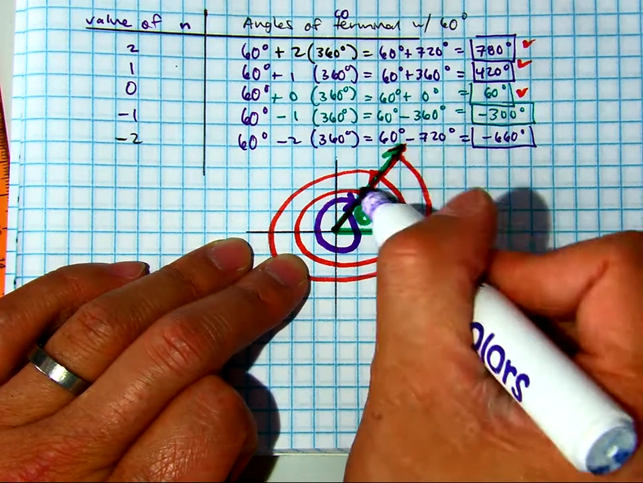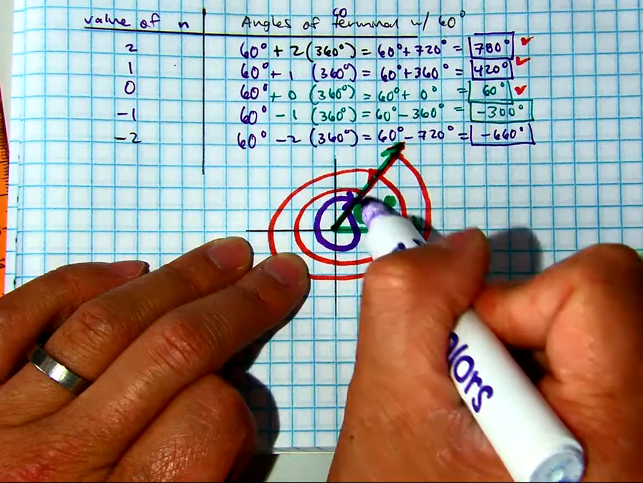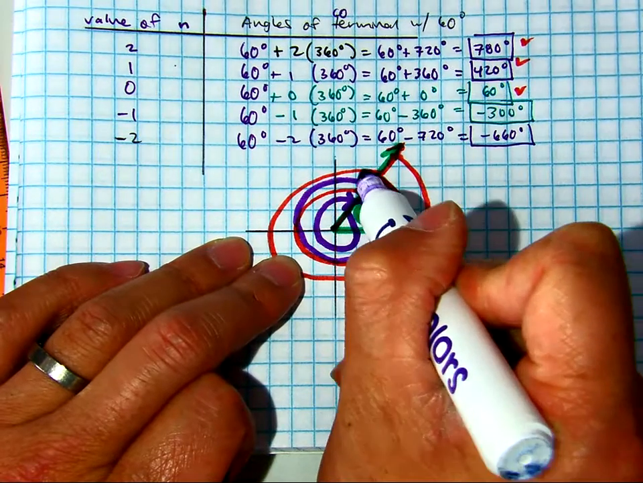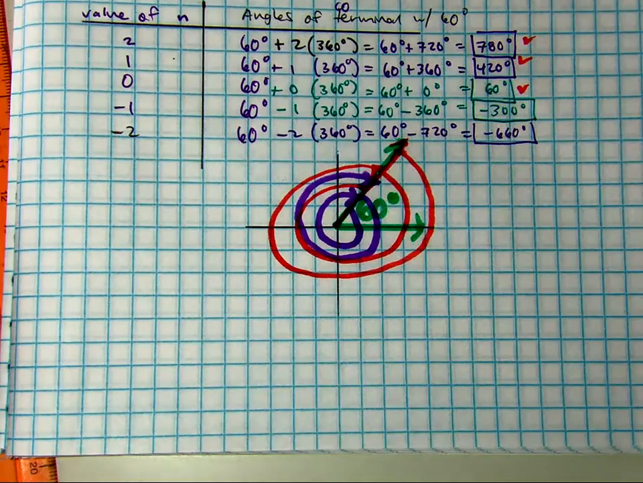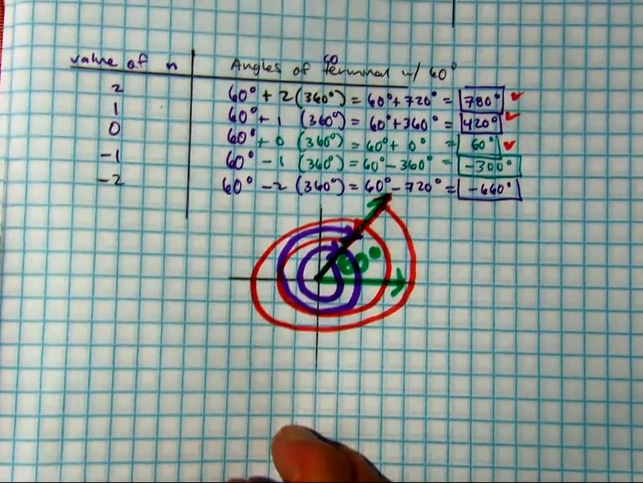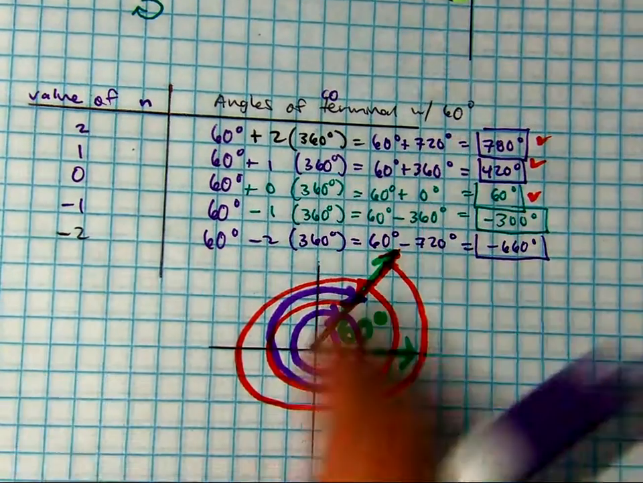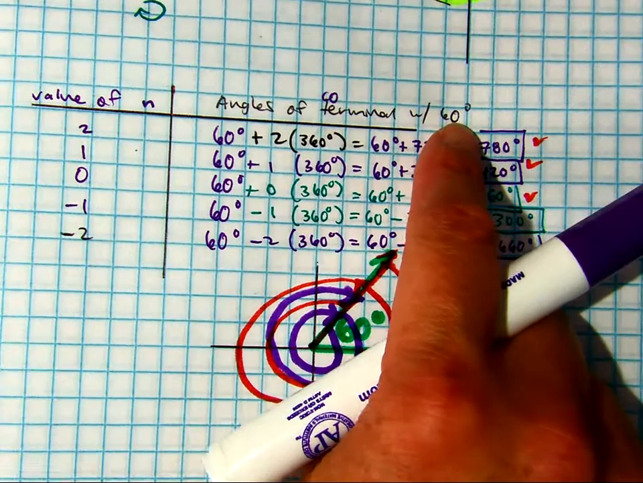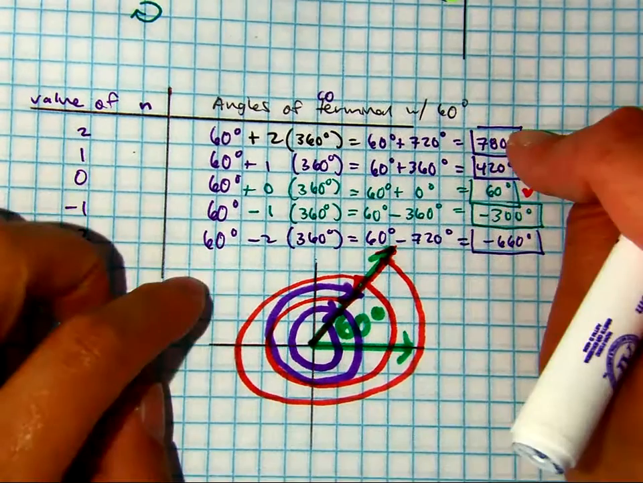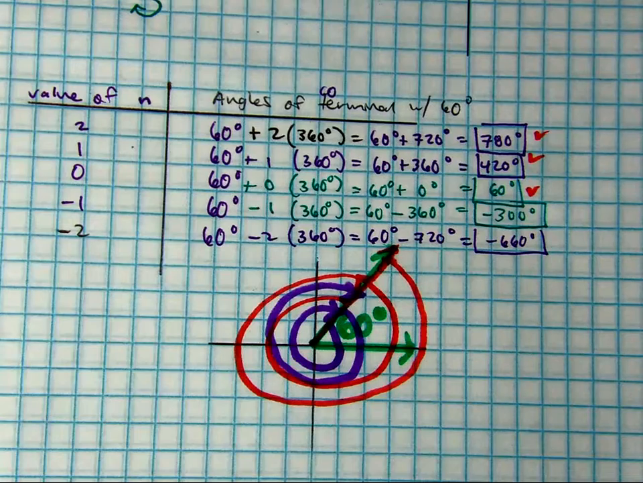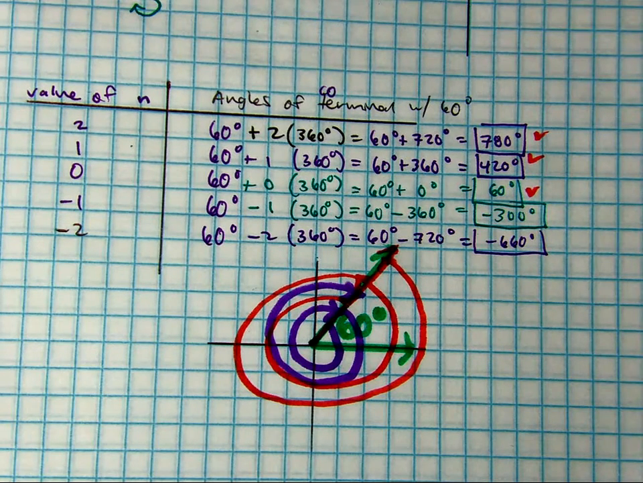And if you did 2 full rotations, you just spin it twice, and you end up in the same position. So drawing these circles looks kind of crazy, but might help you. So if I ask the question, given 60 degrees, give me two coterminal angles, one that's positive and one negative, you can give me 780 and negative 300. Those would be fully acceptable. And that's coterminal angles.